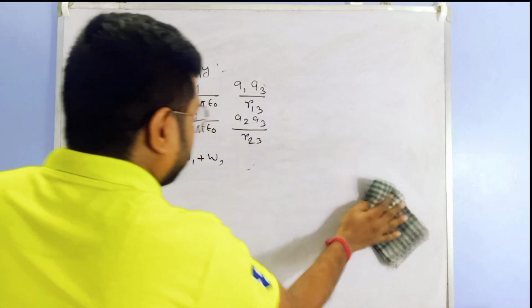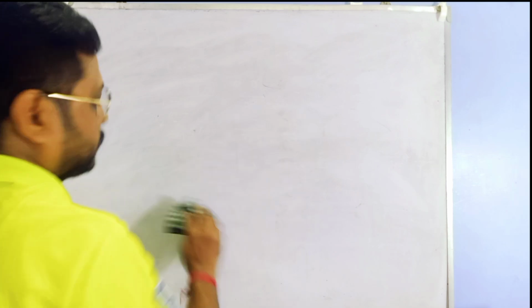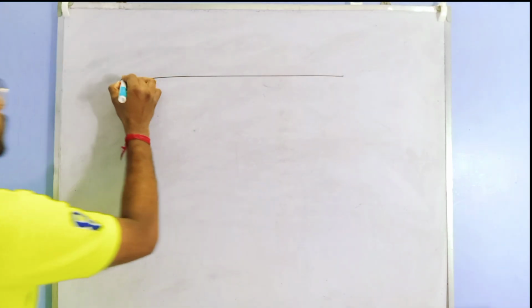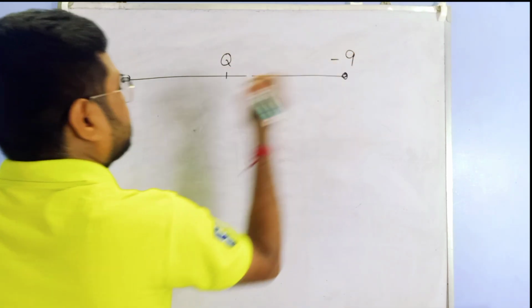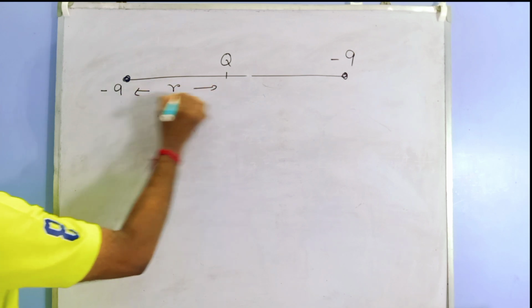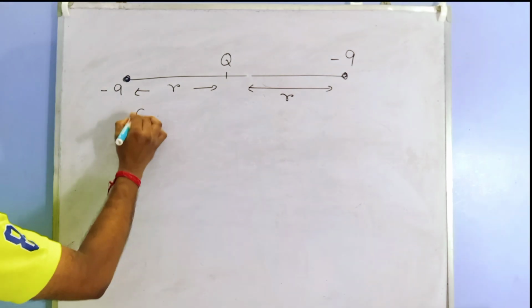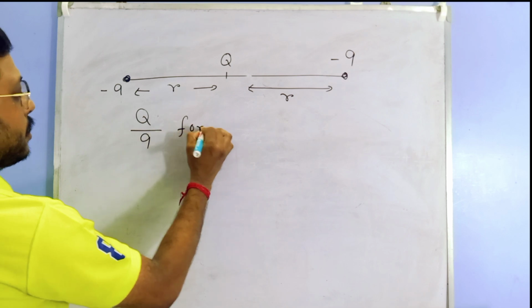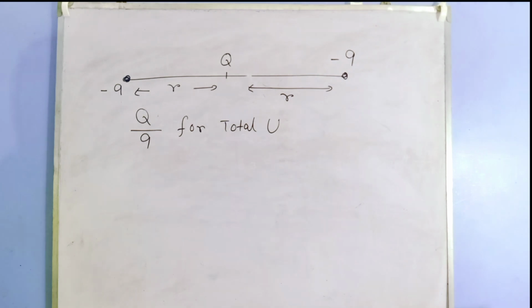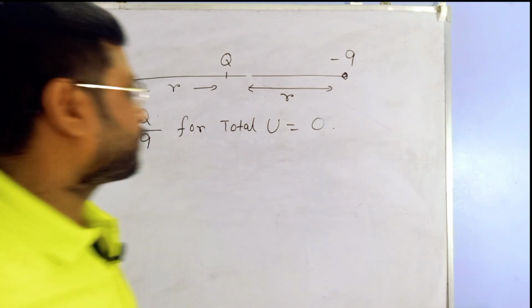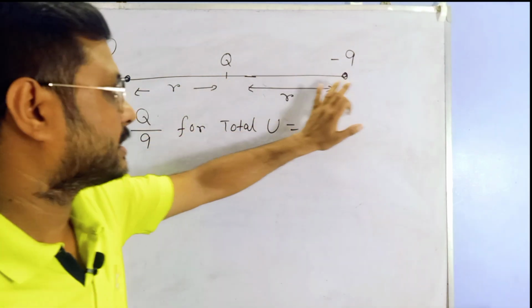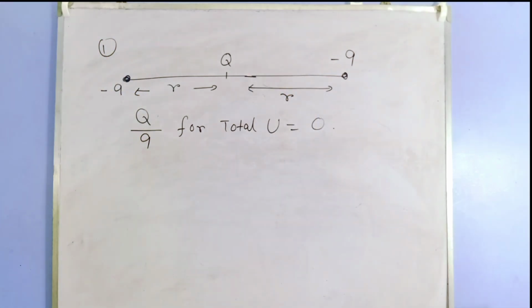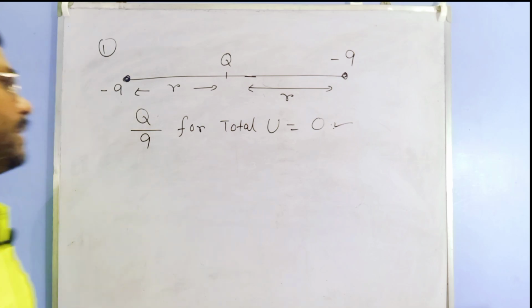Okay, now we go for a problem. Suppose there are three charges, minus Q, plus q and minus Q, situated at equal distance, say R. Find the ratio of capital Q by small q if the total potential energy U equals 0. Three charges are situated, minus Q, plus q and minus Q. The distance between the charges is equal, that is R. If the total potential energy of the system is 0, then find the ratio of capital Q to small q.